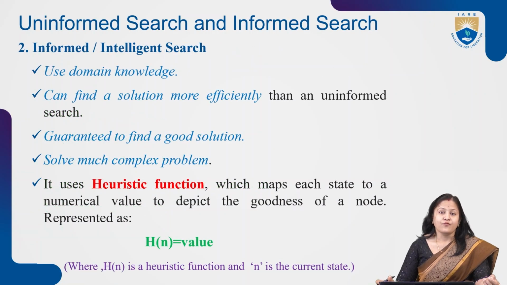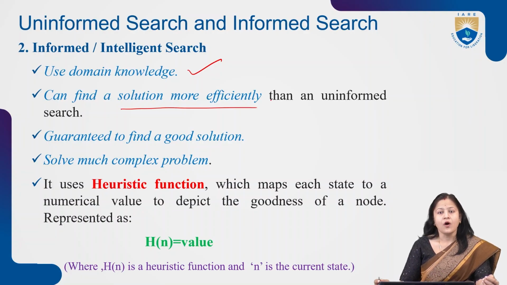Now, what is informed search, which is also called intelligent search? As the name implies, informed, this search technique uses domain knowledge. That means advance knowledge about the search space is available to the artificial intelligent agent. That is why it is called intelligent search, or informed search. It can find a solution more efficiently compared to uninformed search, and it is guaranteed to find a good solution, as the informed search contains advance information to traverse the tree or to search the space.